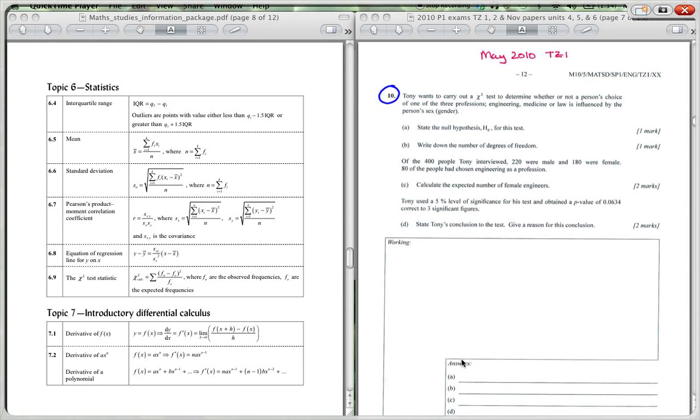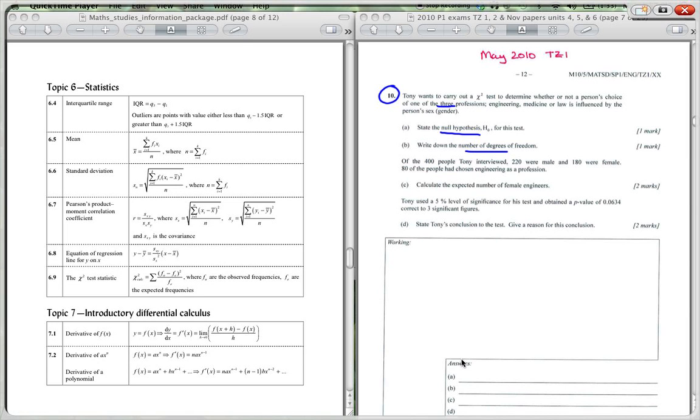Question 10. Tony wants to carry out a chi-square test to determine whether or not a person's choice of one of the three professions, engineering, medicine, or law, is influenced by a person's sex or gender. State the null hypothesis H0 for this test. Well, the null hypothesis would be that there is no relationship, so we would say that choice of profession is independent of gender. So the choice of profession is independent of gender.